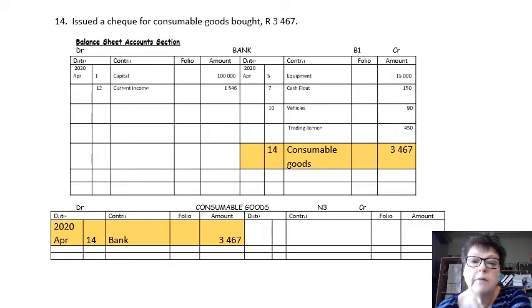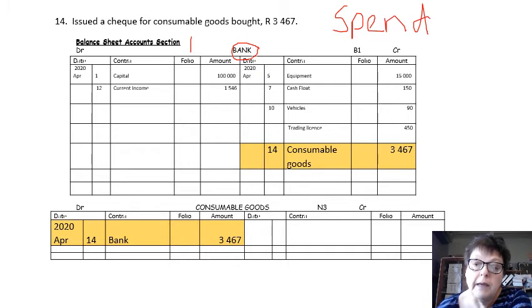On the 14th, we are issuing a check for consumable goods bought. So this means we are spending money. If we spend money, you by now know that all the money of the business is in the bank account. Bank is an asset, which means it will increase on the debit side and decrease on the credit side. If we spend money, our asset will decrease. Remember, the money inside bank is going to decrease.